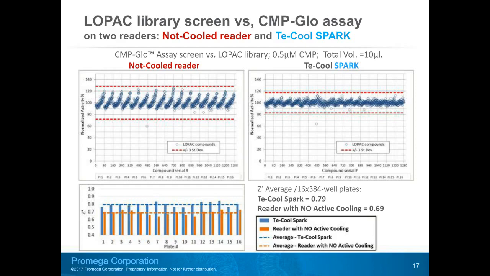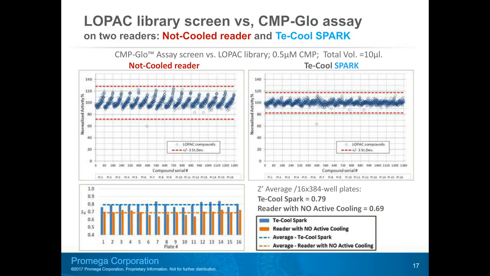Now let's look at the CMP-Glo assay versus LOPAC screen data. On the left graph, data were collected on the not cooled reader, and on the right graph, results were obtained on the T-cool Spark reader. As you see, T-cool results appear significantly smoother. By calculating Z prime values for each plate, you can see the signal difference between not cooled and actively cooled readers.